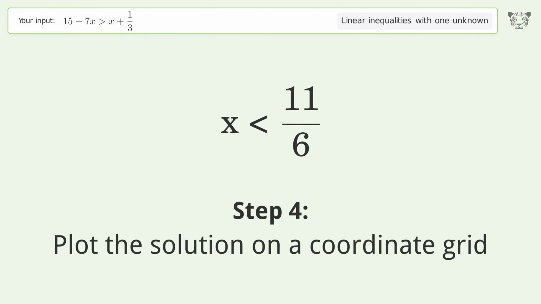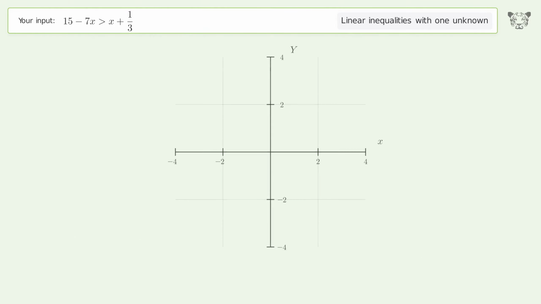Plot the solution on a coordinate grid. And so the final result is x smaller than 11 over 6 smaller than 15 over 6.